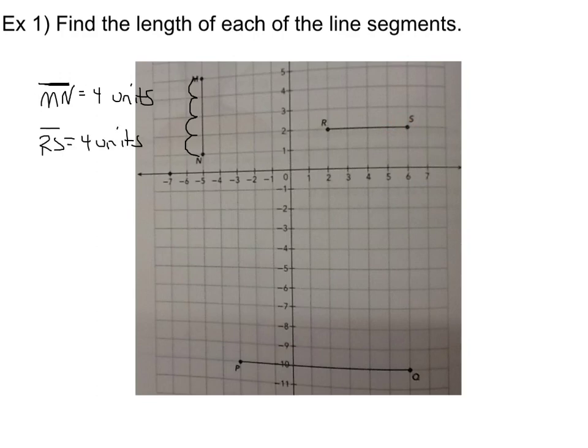It doesn't matter if your line is vertical or horizontal, you're going to count your graphed line segments the same way. Now let's go on to line segment PQ. Line segment PQ is a little bit longer. Notice it's going from the negative x values to the positive x values, but because this is a graphed line segment, that doesn't really matter. We're going to go 1, 2, 3, 4, 5, 6, 7, 8, 9. So line segment PQ is 9 units.